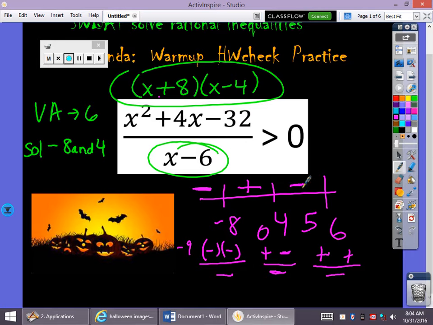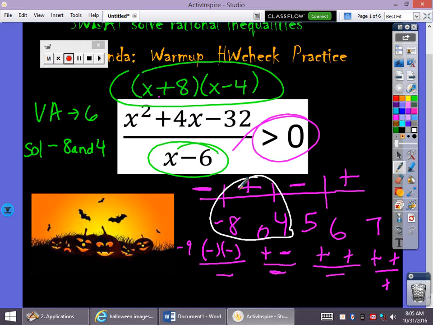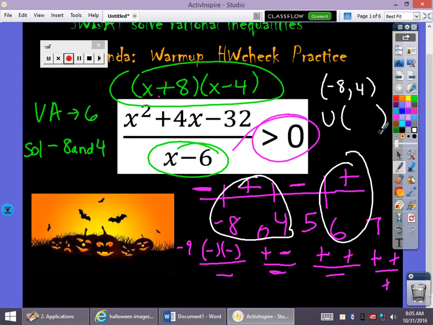A number bigger than 6, 7. Great. So if I choose 7, I get 7 plus 8, positive. 7 minus 4, positive. 7 minus 6, positive. Positive. It is greater than 0. So who do I want? My positives. So there's a positive. There's a positive. So I want from negative 8 to 4 and from what to what? 6 to infinity.